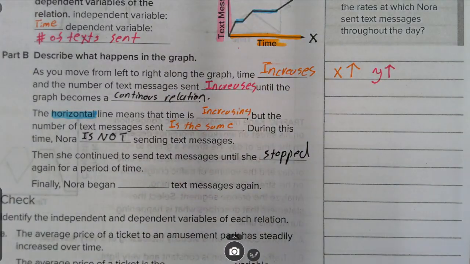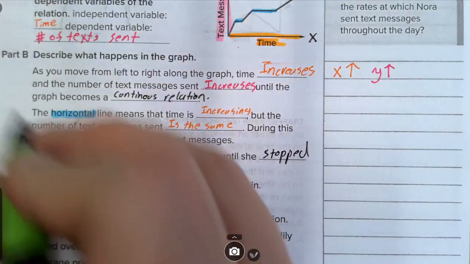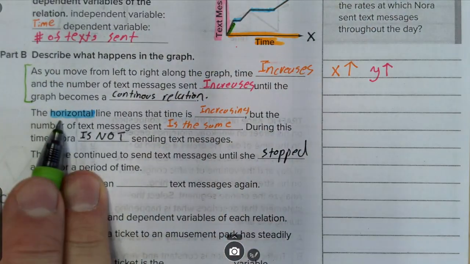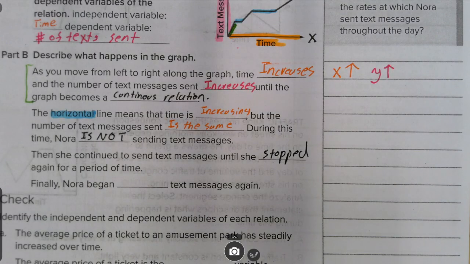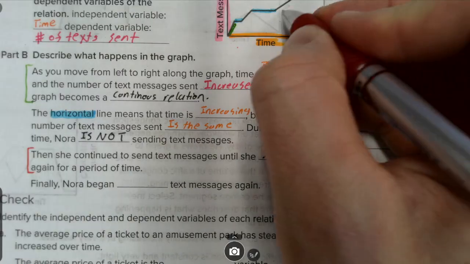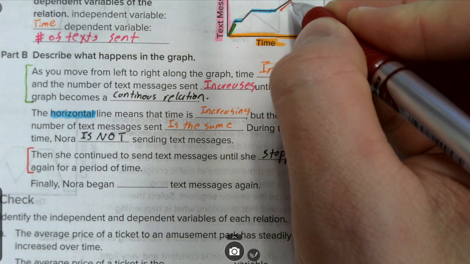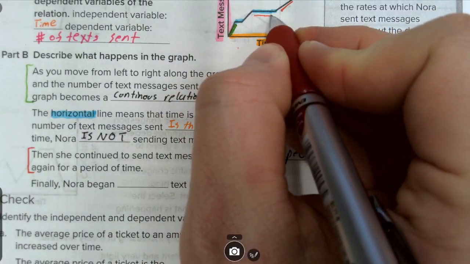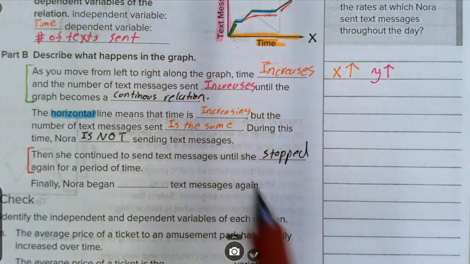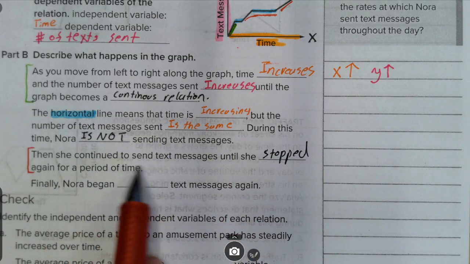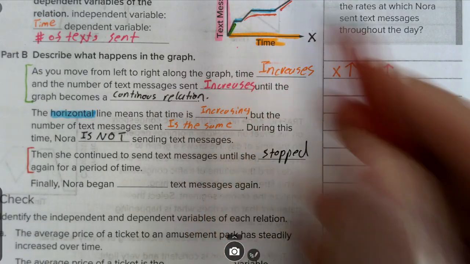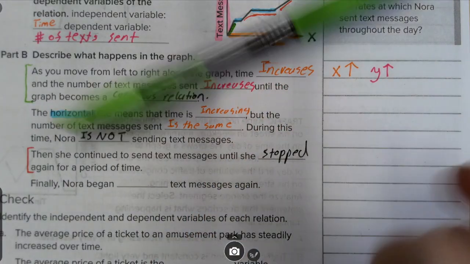So, the way to see it: this part right here represents this part of the graph. This horizontal line represents this. This part right here represents this. Then she continued to send text messages until she stopped. So we have she continued to send, stopped for a period of time, and then finally we have this final part, which is over here.